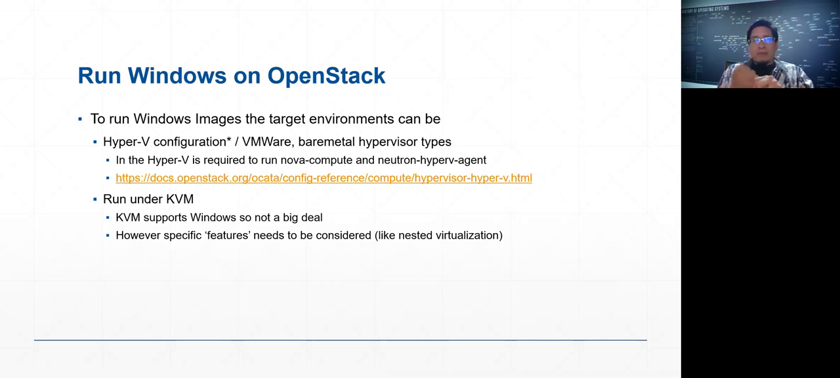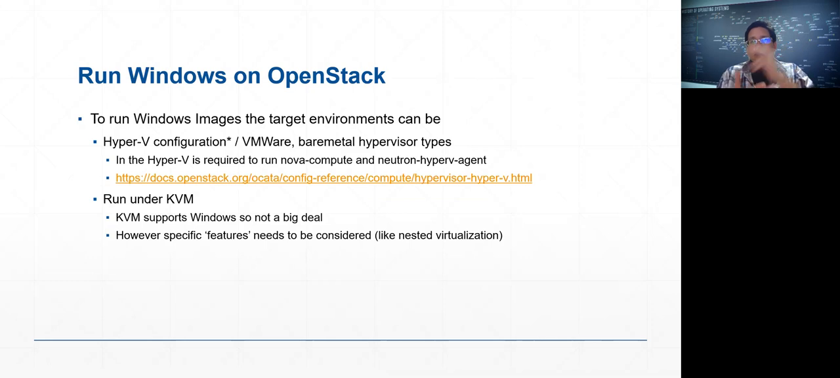So let's go to the first one. If you go to Hyper-V, because if you are running Windows, you will run more natively in Hyper-V. You will know how to provide the drivers and everything, so you can do it. You have the link over there to configure. It's required to run Nova Compute and the Neutron Hyper-V agent, and you are done. You will be able to run the Windows workloads over there.